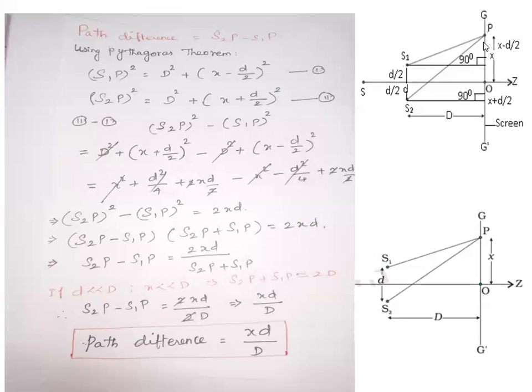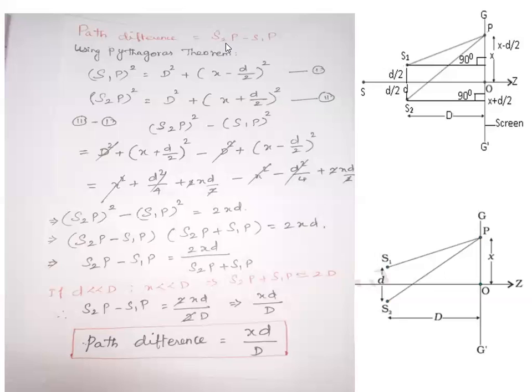Then the other triangle that we can consider over here, what is this? S2P is the hypotenuse. S2P squared is equal to the sum of the squares of the other two sides. What are the other two sides? One side is capital D squared, plus the other side, this distance, x plus d by 2, the whole square. So S2P squared is equal to D squared plus x plus d by 2, the whole square. We take this as equation number 2.